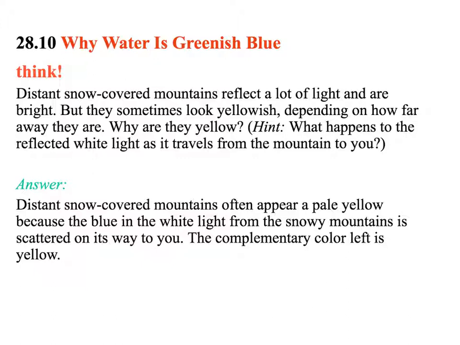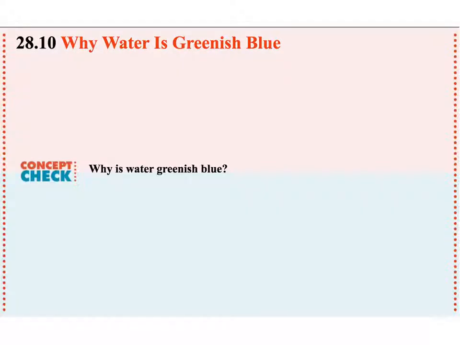Distant snow-covered mountains often appear a pale yellow because the blue and the white light from the snowy mountains is scattered on its way to you. The complementary color left is yellow. Why is water greenish-blue? That's what we just covered.